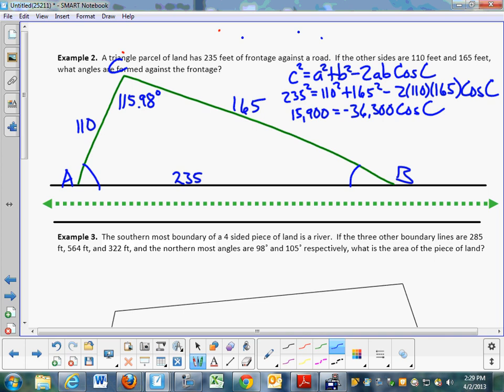Okay, so 115.98. Isn't that excellent? Okay, it's obtuse. True or false? There can be more than one obtuse angle in this triangle. False. So we know that the other ones are going to be acute, so we don't really have to worry about anything when we do the law of sines. We don't have to worry about coming up with two solutions. So we just set up the law of sines. Sine of 115.98 divided by 235 is equal to sine of A divided by 165.